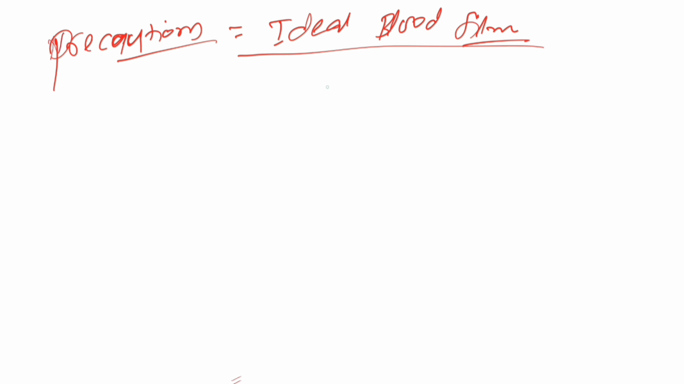Then timing is a must. The first 2 to 3 minutes is for fixation, then the next 7 to 10 minutes after adding distilled water is the staining time. Before putting the stain, we must check that your blood film is dry. Once prepared and stained, you can preserve the slide for a longer period, even months. First scan under the low power microscope.